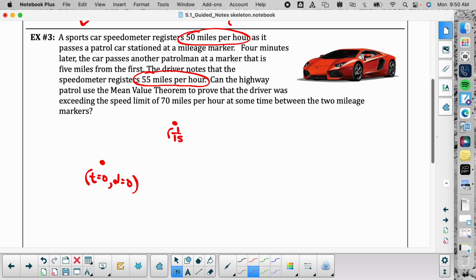So that's time equals 1/15 hours. And then the distance, it said 5 miles, I believe, yeah. So the distance is 5 miles later. Now we know this is continuous and differentiable, even though it doesn't say it.